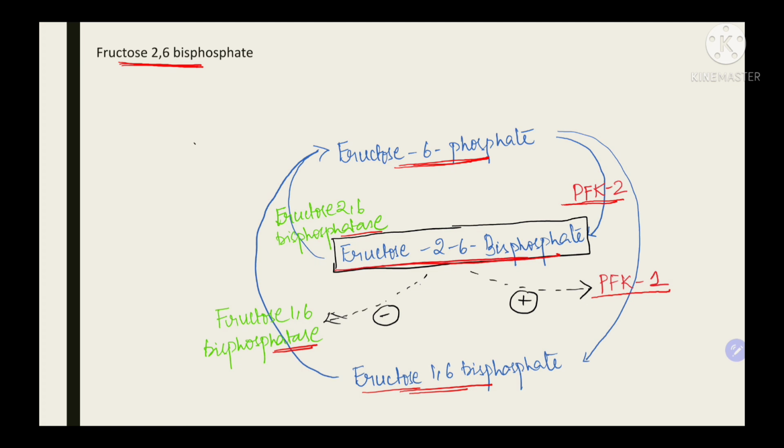This molecule fructose 2,6-bisphosphate has a positive effect on the phosphofructokinase 1 enzyme, thereby increasing the rate of glycolysis, whereas it has a negative effect on fructose 1,6-bisphosphatase, thereby decreasing gluconeogenesis. Now this positive and negative effect of fructose 2,6-bisphosphate on both enzymes is controlled by hormones. So this is how fructose 2,6-bisphosphate regulates gluconeogenesis.